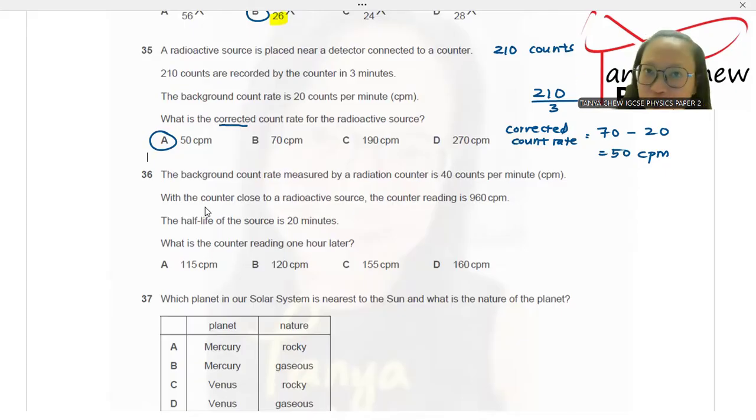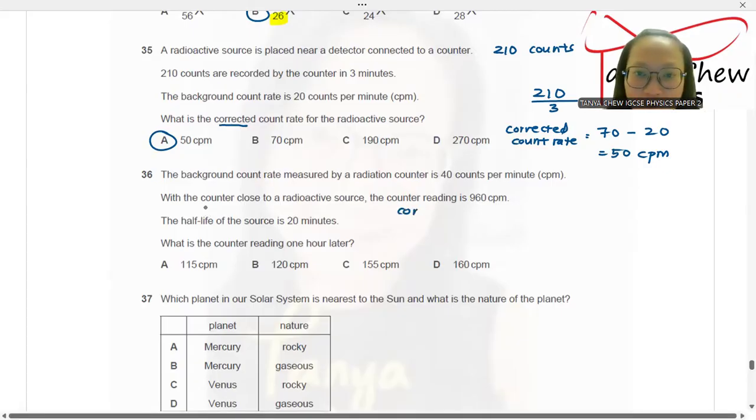First of all, the definition of half-life. Do you still remember? It is the time taken for the radioactive source to decrease to half of its original value. Since the background count rate is an unwanted count rate, it has nothing to do with the radioactive source. You need to find your corrected count rate. So I have to find my initial corrected count rate.